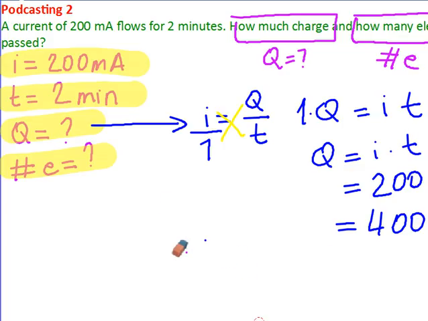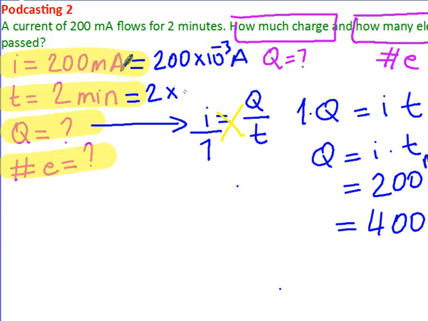I can hear some of you not being happy with that, because I didn't care much about the units. So obviously numerically the answer is close, but not exact, because I forgot to change them into proper units. So instead of 200, which is milliamp, and 2 minutes, these are not the units that I can put in my formula. So milliamps need to be converted into amps, which then will be 200, and instead of milli, I can put 10 to the power minus 3 amp. And 2 minutes is equal to 2 times 60 seconds.